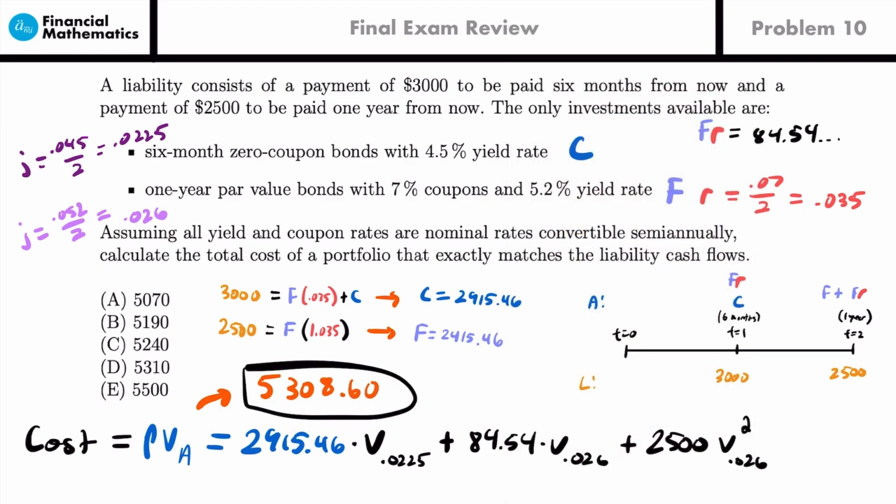You could compare it to your answer choices here and see that all of them are rounded up to the tens place. So answer choice D would be the right answer here. 5,308 would be rounded up to 5,310. All right, so D is the right answer choice.